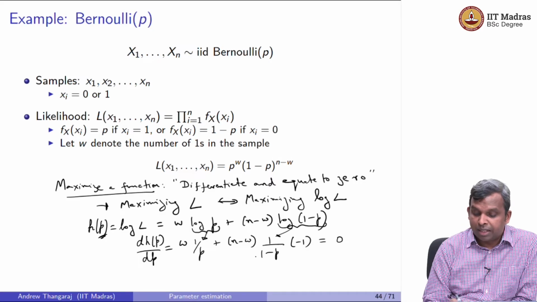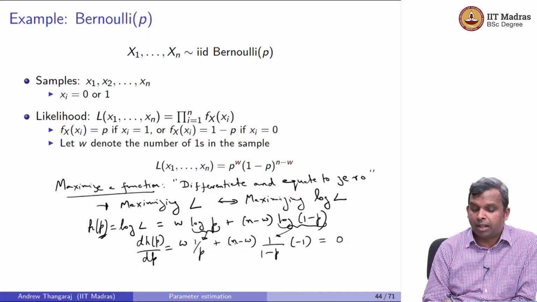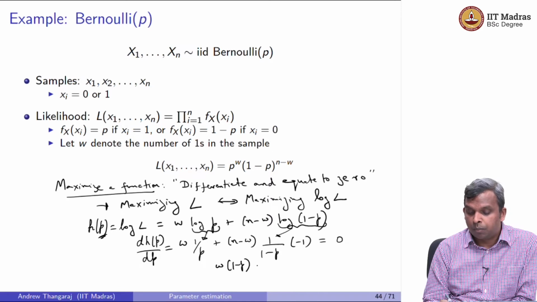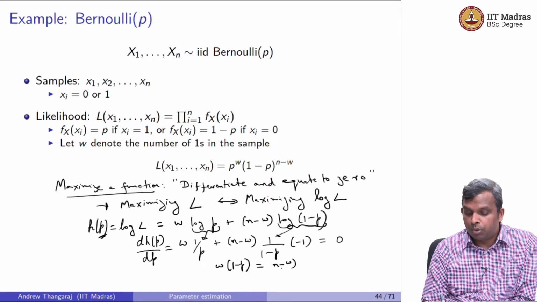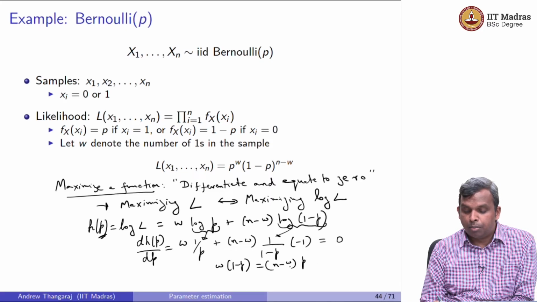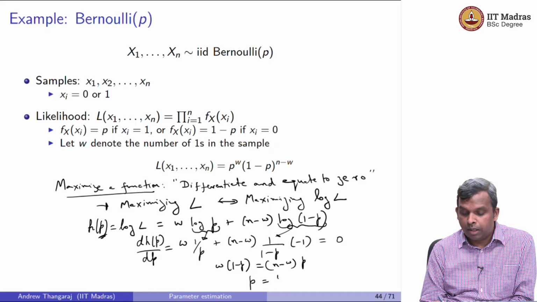So, if you simplify this, you can multiply throughout by 1 minus p, move this to that side if you like, right? And this is minus 1, right? So, we will get w times 1 minus p equals n minus w times p. Okay? So, this p can come here, and this wp also, this w also. If you simplify this, you will get p equals w by n. This is the same as that.